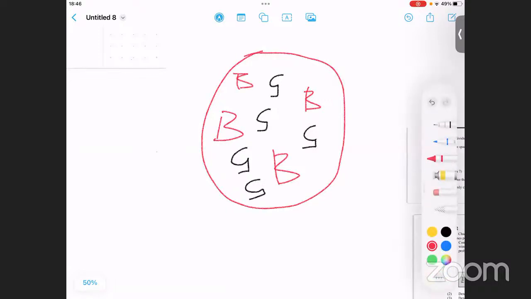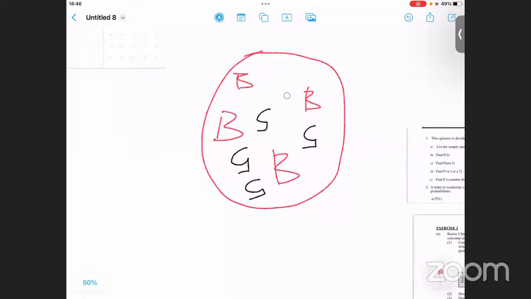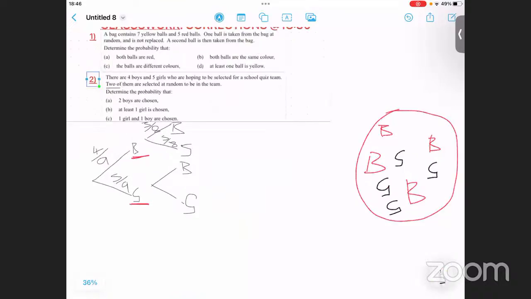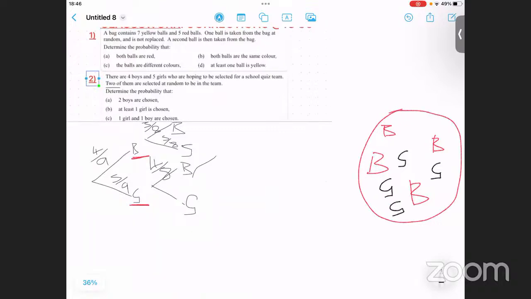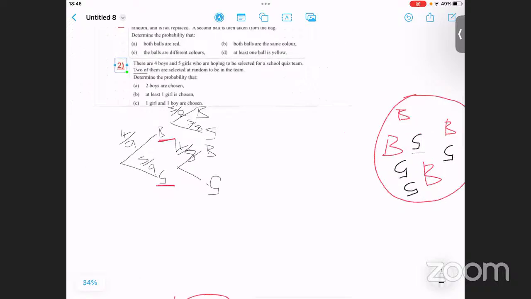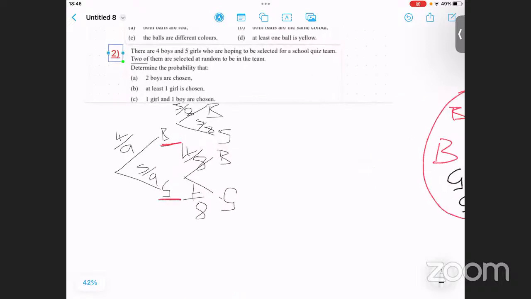There's going to be how many boys? There's going to be 4 boys, ne? And it's going to be 4 out of 8, right? And then how many girls are we going to be left with? 4 girls. So it's going to be 4 divided by 8. And then now you have boy, boy, girl, and then girl, boy, and then girl, ne?